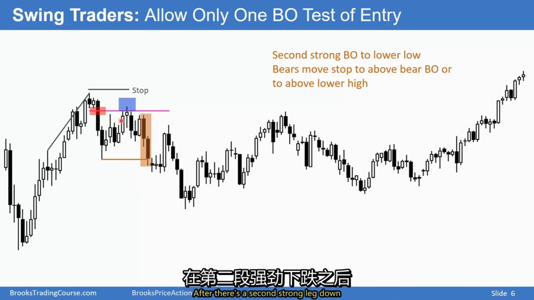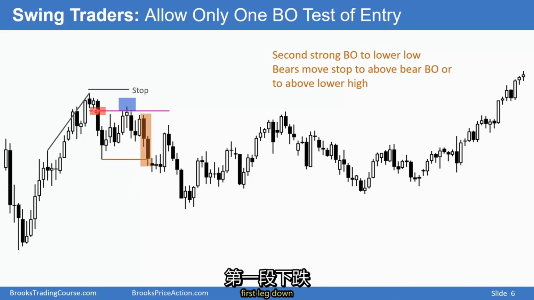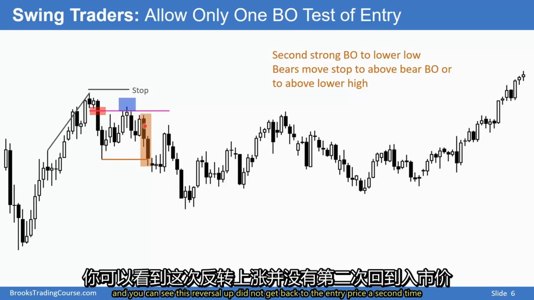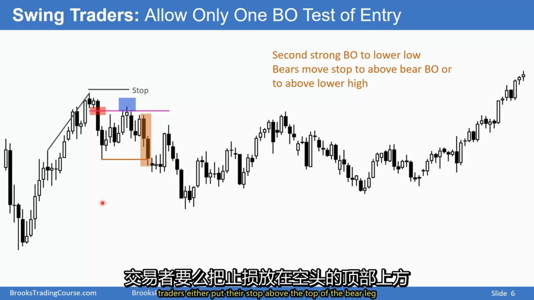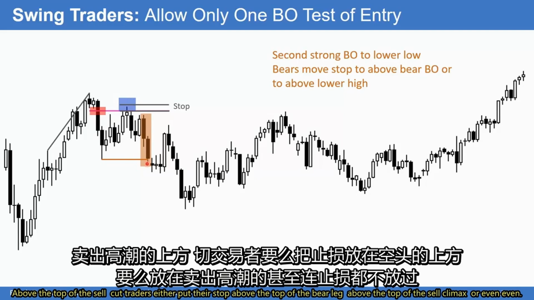Traders do not want the market to come back to their entry price a second time after there's a second strong leg down. First leg down, second leg down. And you can see this reversal up did not get back to the entry price a second time. After the second leg down, traders either put their stop above the top of the bear leg, above the top of the sell climax, or even break even.